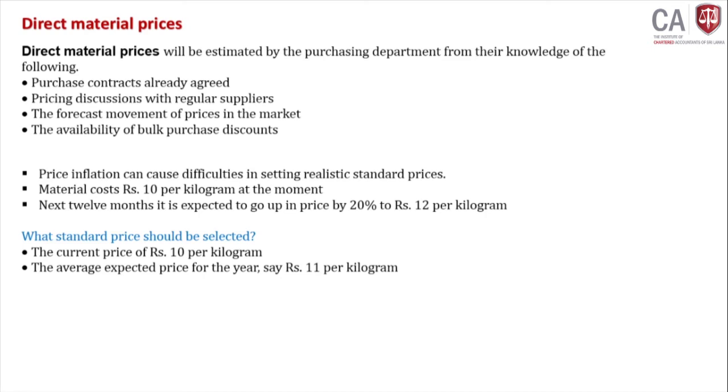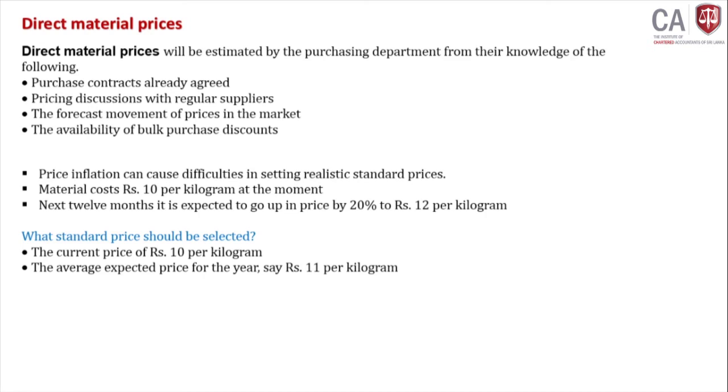Discussing prices with regular suppliers, forecast movements, availability of bulk purchase discount. So these factors you will consider when you set up the standard price of direct material. And deciding on 100, 200, 300, the usage basis. Right? Agreed prices with suppliers, prices based on discussion with regular suppliers, discounts, all these things will be considered. Price inflation can cause difficulties in setting a realistic standard price. Material cost, let's say rupees 10 per kilogram at the moment.